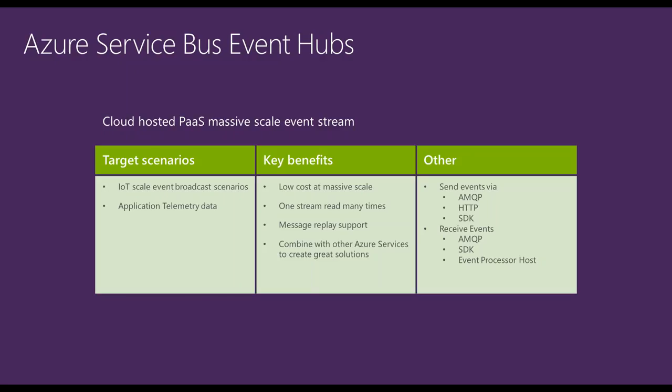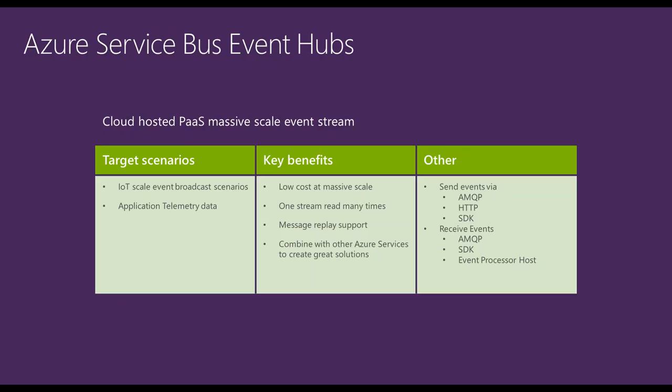Now, with an event stream, what's different is that, firstly, Microsoft supports partitioning it out to a lot of partitions reading sections of the stream, but also by removing the idea of peek lock and delete and just having a reader across the stream, you can go to a different level of scale because you're not locking things or anything like that. So hopefully in the slides I'll show you a bit more of an illustration of that. But the target scenarios for an Event Hub are really about Internet of Things, event broadcasting scenarios, and application telemetry data.